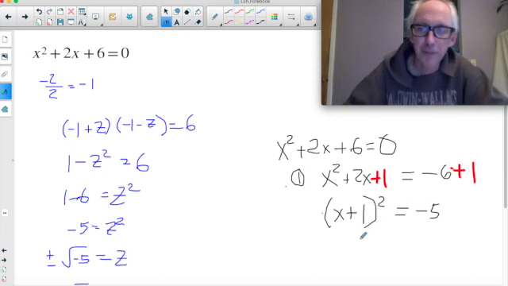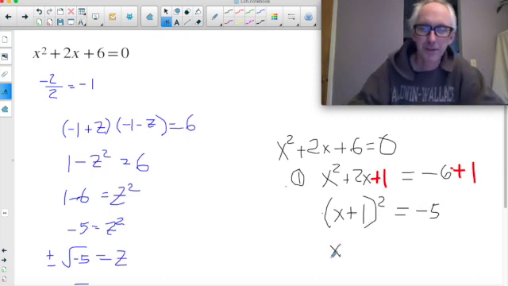All right, now we're going to take the square root of both sides. So on the left side, that removes the squared. On the right side, you have to do plus or minus, and we're going to get the square root of negative 5.